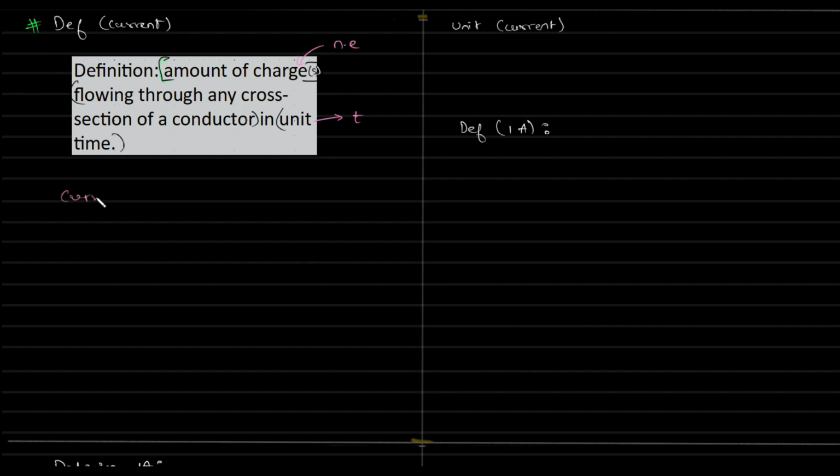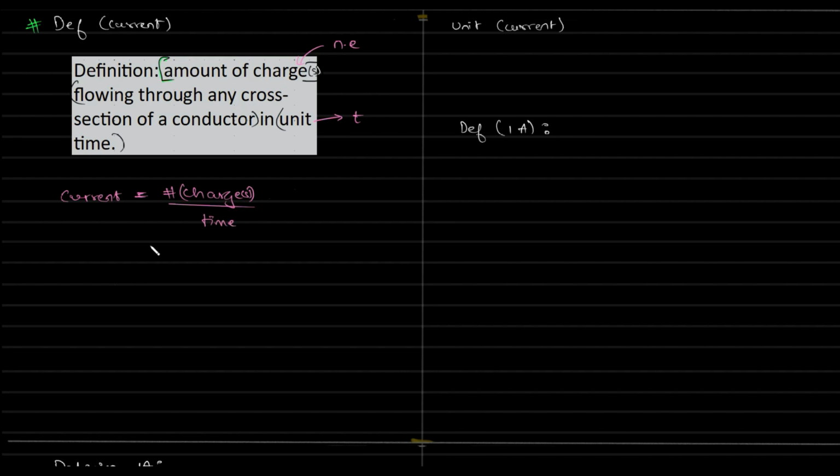So current is nothing but, can you guess? Is it number of charges into time, or time divided by number of charges, or how is it? What do you think it is? Right? It is nothing but number of charges divided by time.